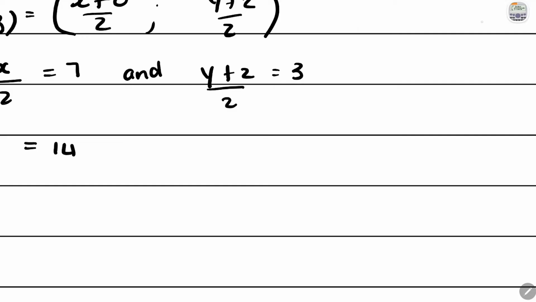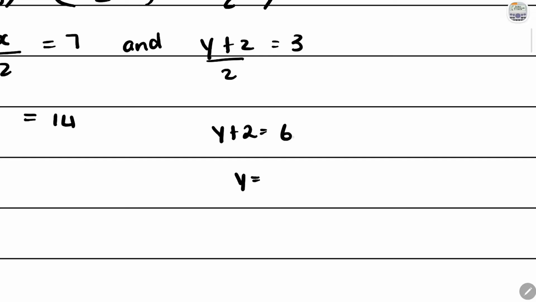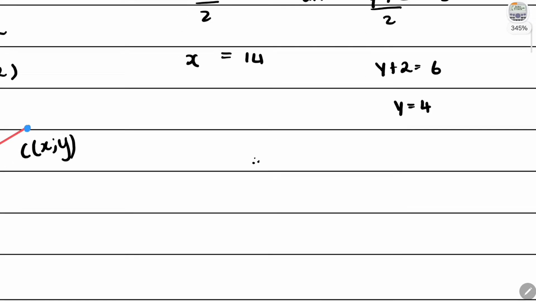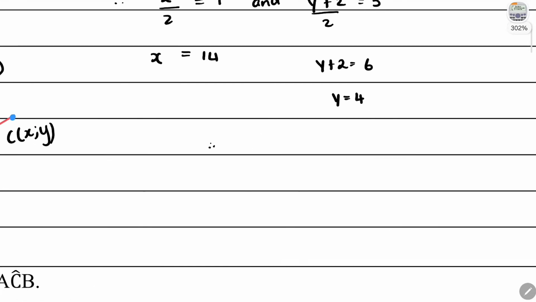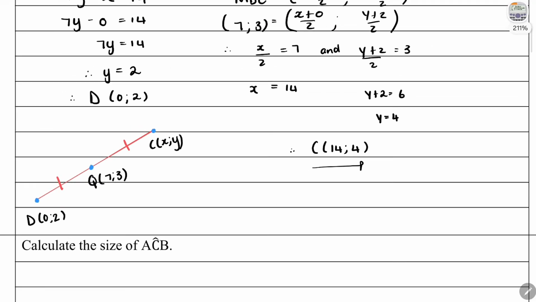Let's do the same thing over here. We're going to multiply, so that is y plus 2 when it multiplies with the 1, and then 2 times 3 is 6. So y is just equal to 6 minus 2 when we transpose the 2. So that is 4. Okay, so we know finally that C, that point over there, is simply (14, 4). And that is our answer. Okay, moving on to the next question.